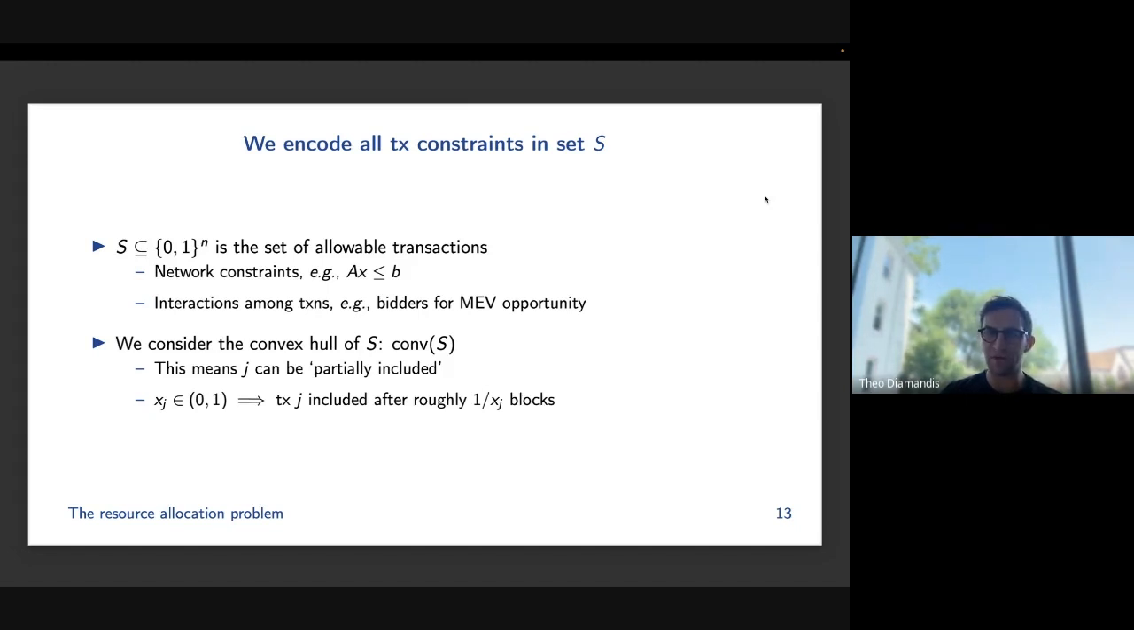And the mental model for thinking about that is that if xj is between 0 and 1, say it's 1/2, that roughly means that we can think of transaction J being included in the next 2 blocks, or after roughly the next 1/xj blocks. And we'll see that this actually allows us to apply the theoretical tools that we want in a very sound way, but it doesn't end up being necessary in our final algorithm. So this is the type of thing that we're going to use right now to get to where we want to go, but then we'll see that it's not important.